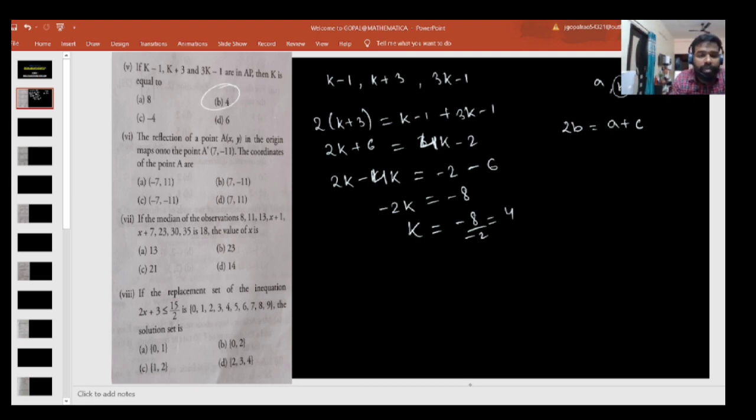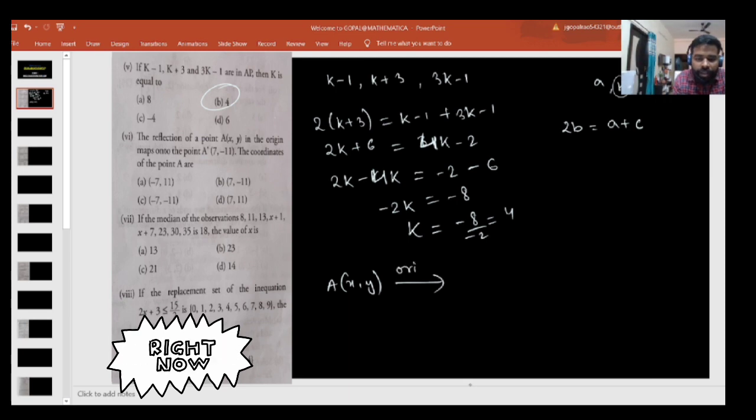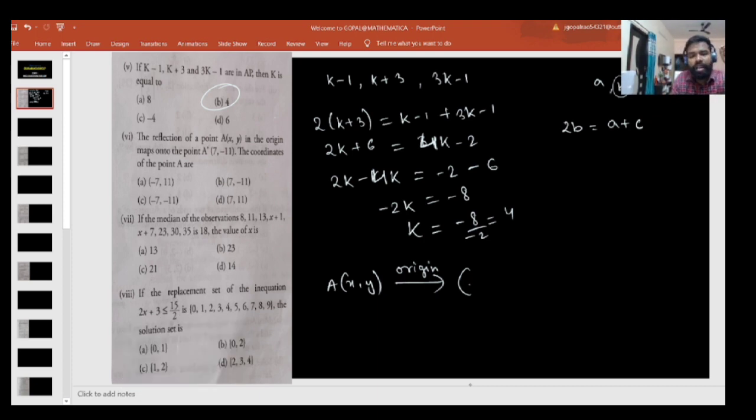Okay, so the next question is from reflection. That is, if we have a point A, that is x comma y, and if this is reflected in the origin, usually whenever a point is reflected in the origin, we get both the coordinates with a negative sign. Okay, but the point value after reflection is given to us, this is equal to 7 comma minus 11.